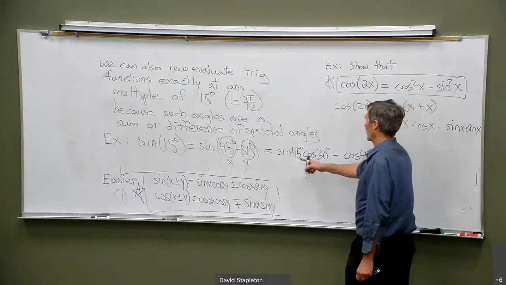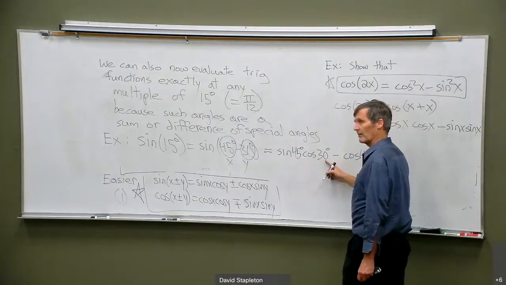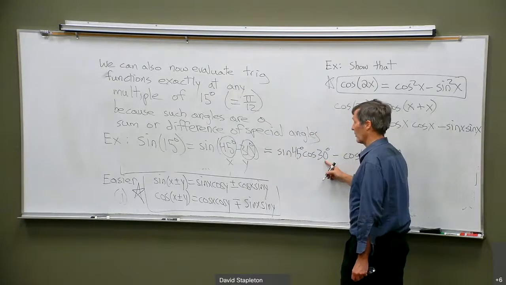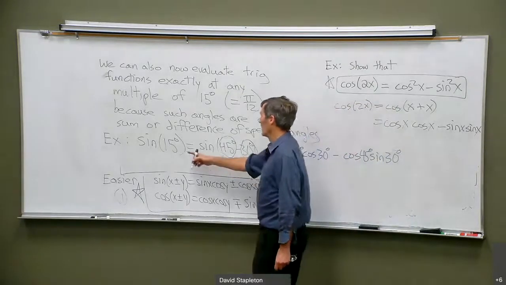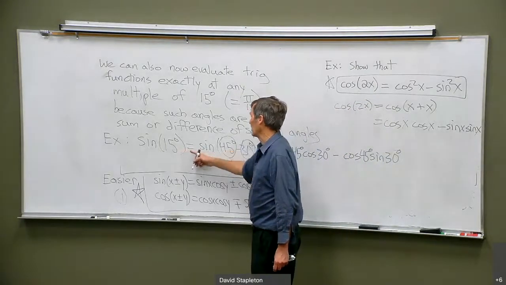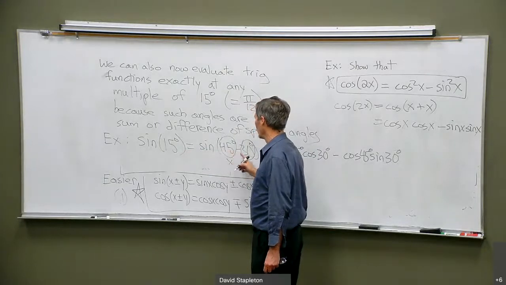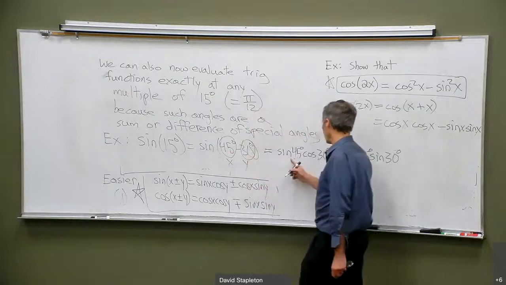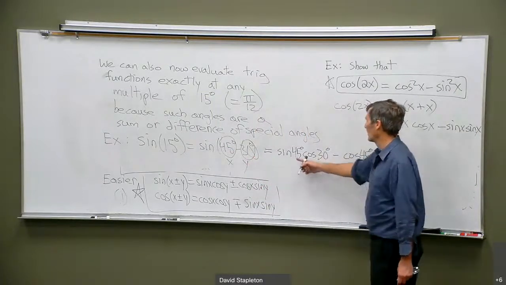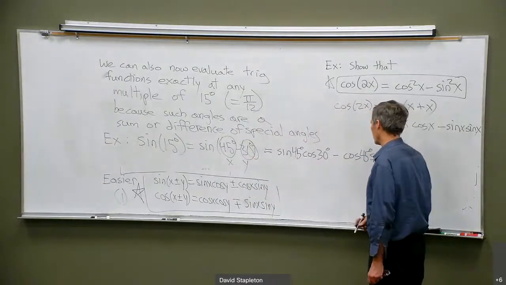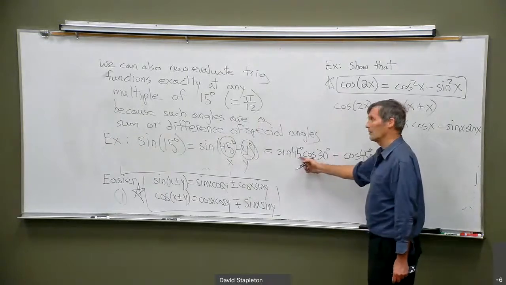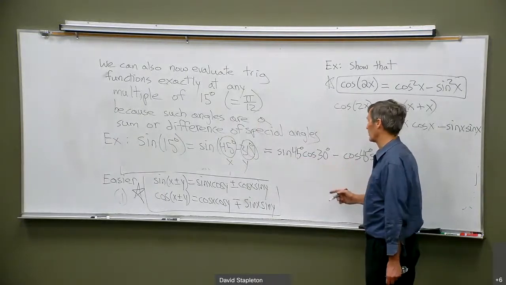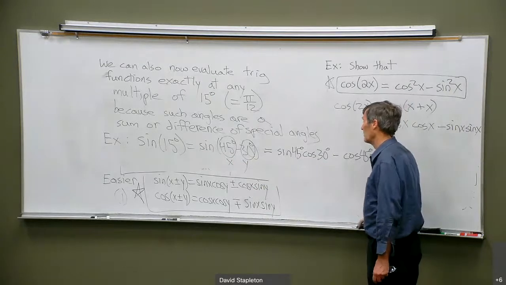And since these are special angles, I can evaluate these on the unit circle. That's how it works. You write any multiple of 15 degrees as an angle that's a sum or difference of special angles. Apply the sum or difference identities, and now you can evaluate the resulting angles on the unit circle. In fact, if these turn out to be acute angles, you don't even need the unit circle. You can do this with special triangles.